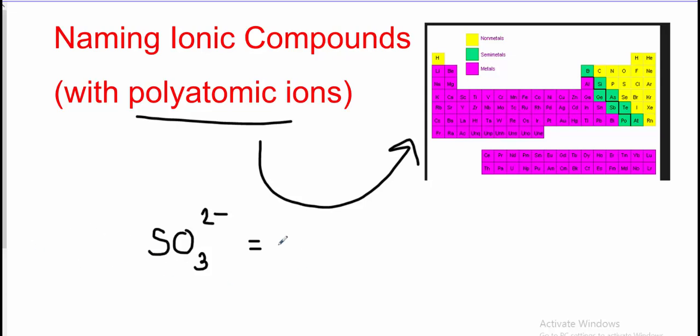and it has a name. You are not responsible for knowing how to name these in Chemistry 11, but you are responsible for being able to recognize them and looking them up on the chart that you have that gives all their names. So in this case, SO3 2- is sulfite, and we could see that in a compound. SO3 2- is a polyatomic ion, and these can bond the same way that a simple ion can bond with another ion.